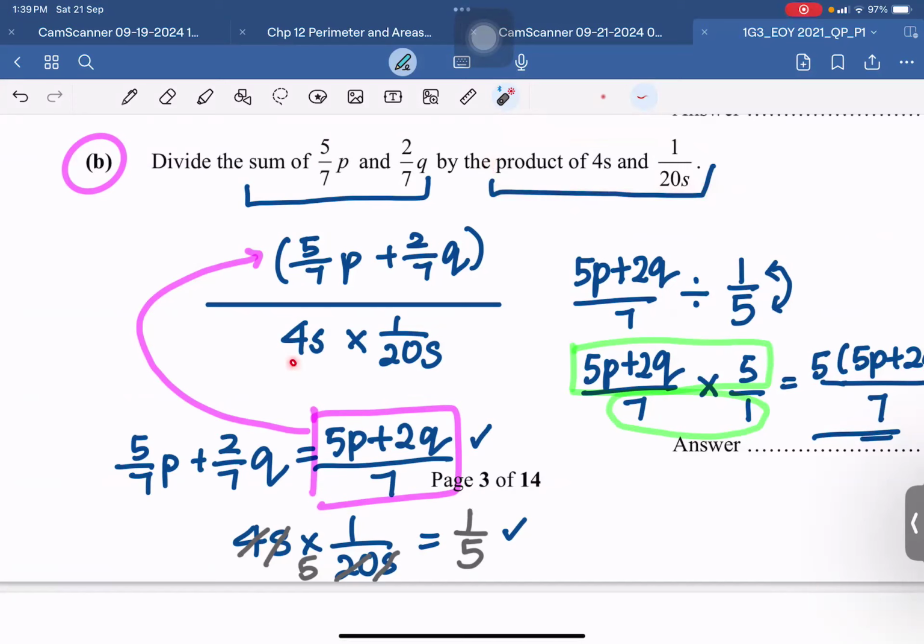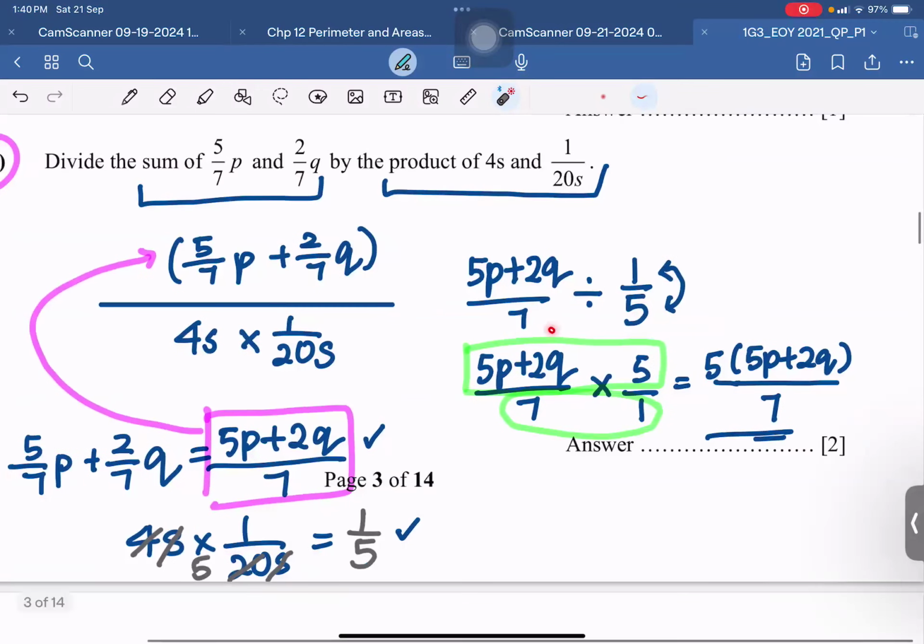So the denominator is 4s times 1 over 20s. We can simplify, cancel away the letter s, cancel away the common factor 4, 1 over 5. Then we do division: keep, change, and flip. Then we multiply the numerators together. Again, in this case, for a fraction, it's always the factorized form. It's the simplest form. There's no need to do expansion. So this one is the answer already.